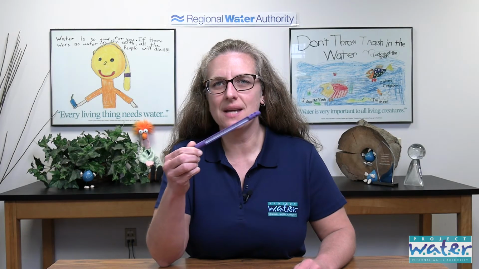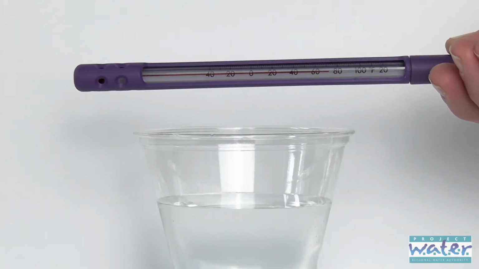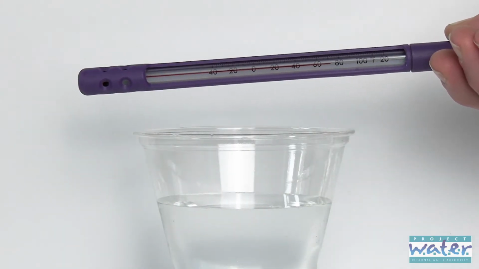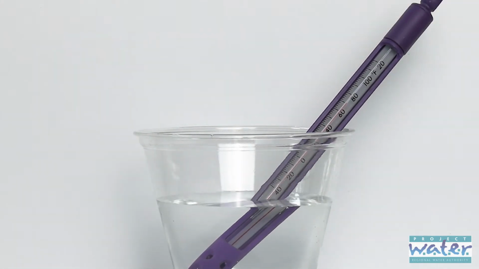Our second test is temperature. All you're going to need is a thermometer. Temperature is a quick and easy test. You're going to take your thermometer, place it in the cup of water. Give it a minute or two to adjust, and then read the result.